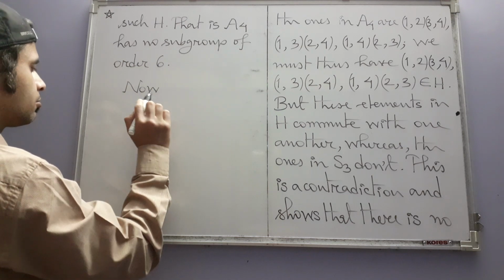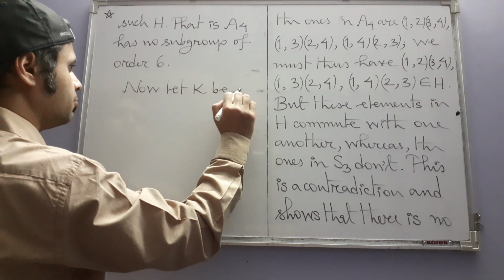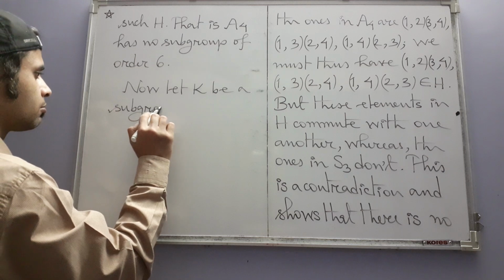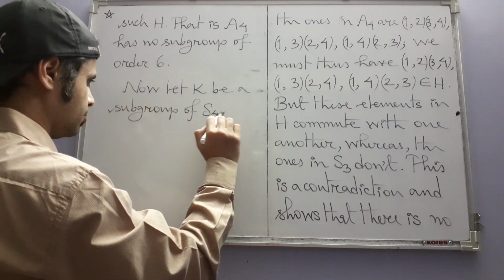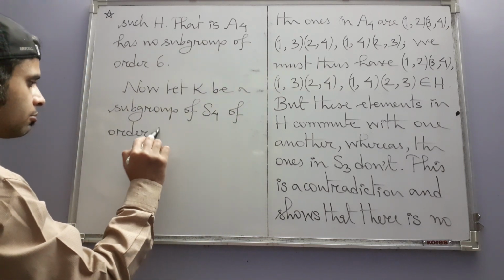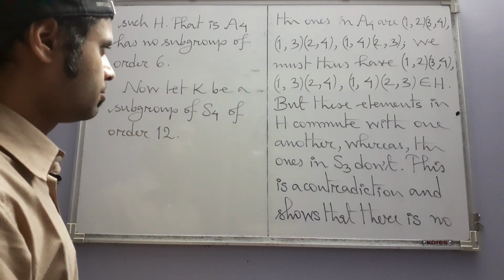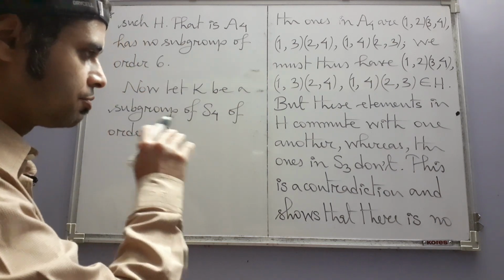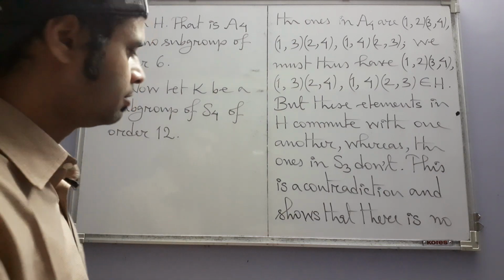Now let K be a subgroup of S4 of order 12. Our aim is to show that K is equal to the alternating group A4. That means we want to now show that A4 is the only subgroup of S4 of order 12.